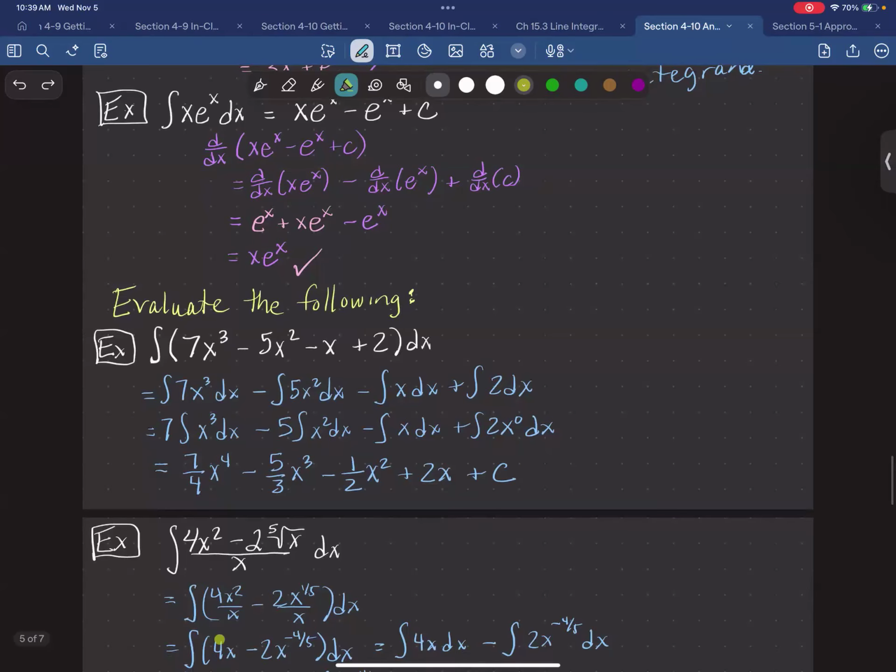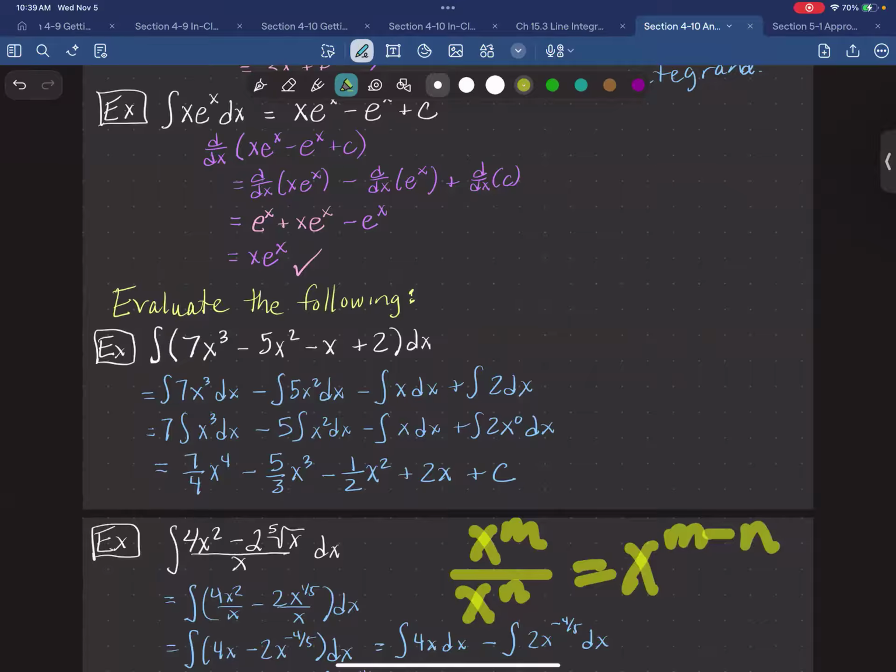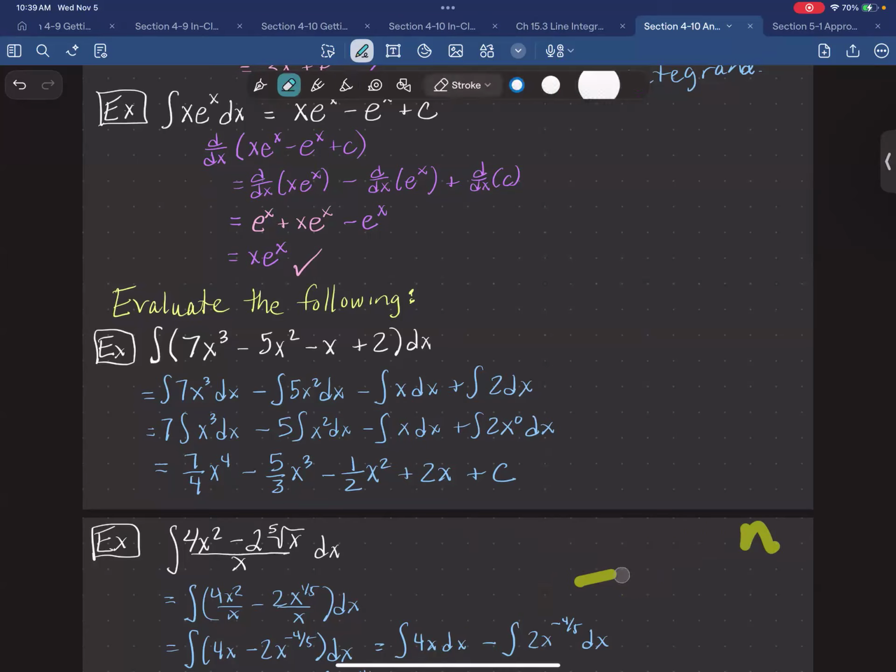This becomes 4x, because the x squared divided by x gives me an x. Remember on this, when you have like x to the m over x to the n, it becomes x to the m minus n. That's what I did here. I did 1/5, the top one minus the bottom one. I have an exponent of 1 down there that I don't see. And so 1/5 minus 1 is negative 4/5. I haven't actually integrated yet.